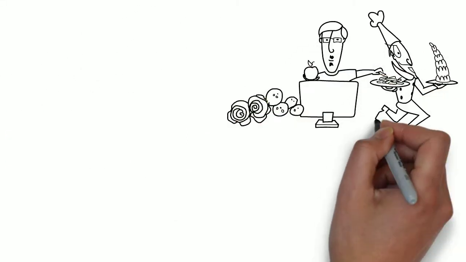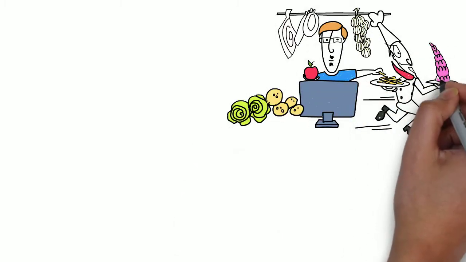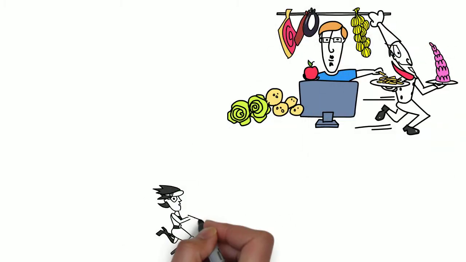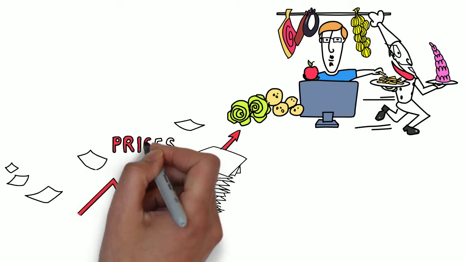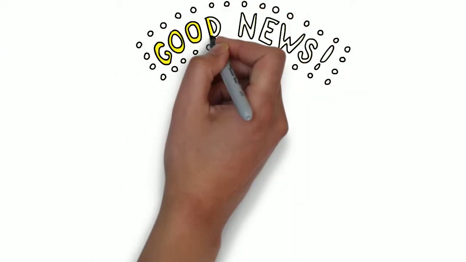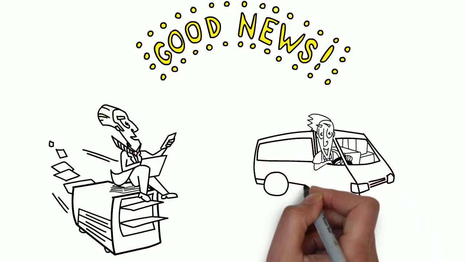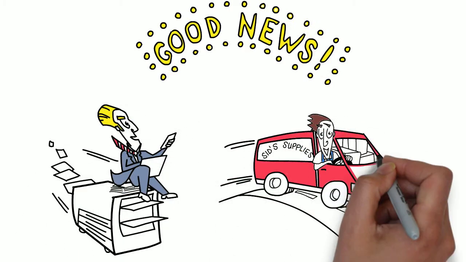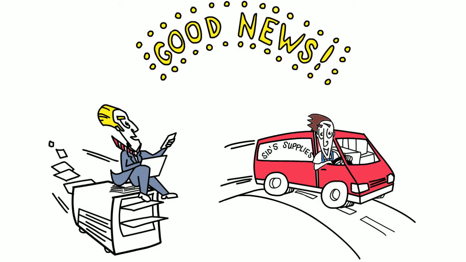Caternet started as the IT department in a fresh food business where prices changed rapidly, but the paperwork restricted purchasing from doing their best job. Good news, there is a better way. The tools we developed to make our lives better also work in any industry that needs purchasing.